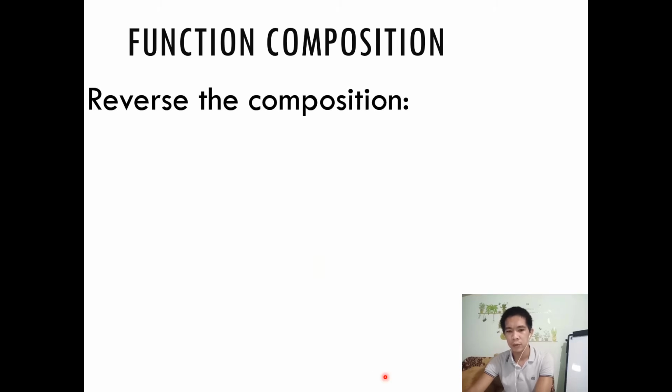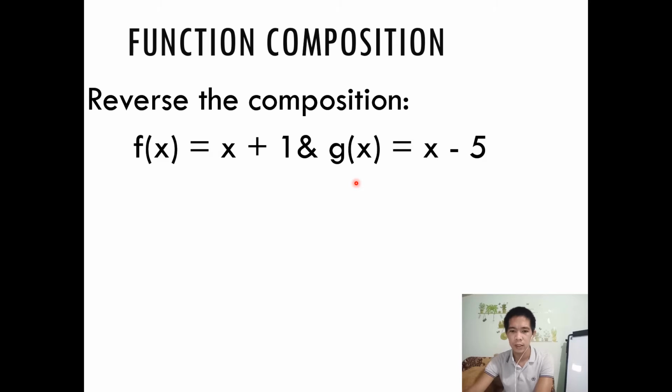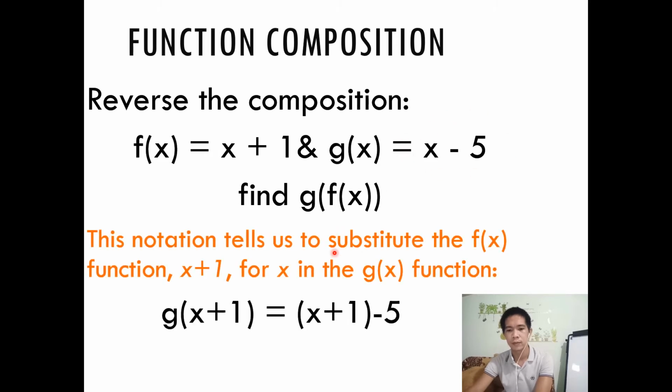What happens if we reverse the composition? Kung kanina f of g of x, gawin naman natin g of f of x. So again, same example. Let's find g of f of x. So ano ang value ni f of x? x plus 1. Substitute sa bawat variable ni g of x. So magiging g of x plus 1. So itong si x plus 1, substitute natin sa variable. And minus 5. The answer is x minus 4.